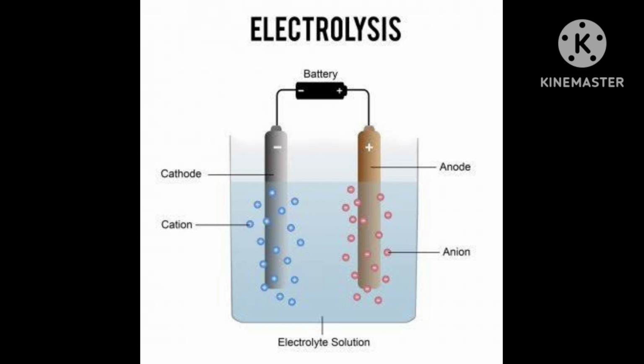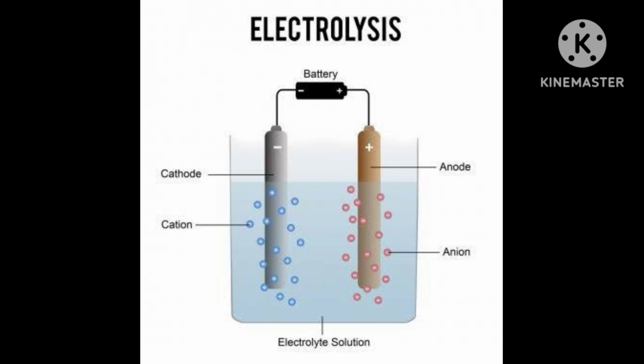Then what type of charge? If positive charge carrier, then cation. If negative charge carrier, then anion. Correct? Then I told you that in a galvanic cell, due to the chemical reaction, current is produced. But the reverse of this happens in an electrolytic cell. Here again, all things you require.